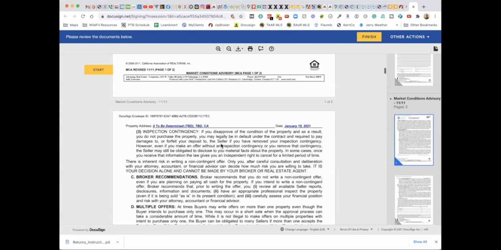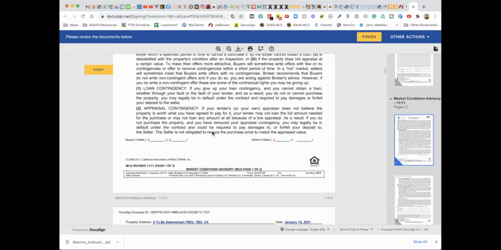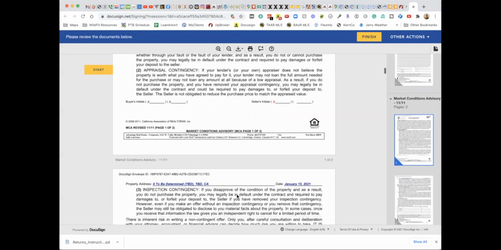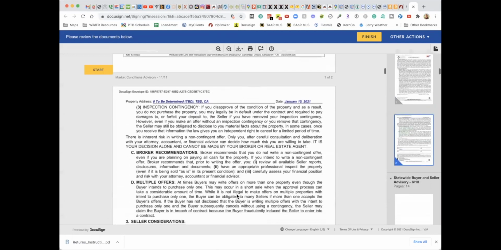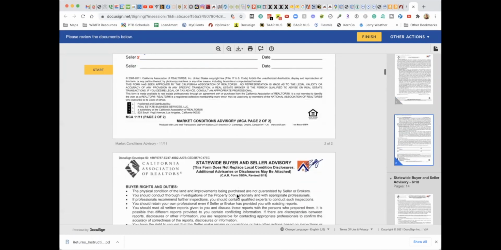Oh, it's also important to know that most residential purchasing agreements contain some number of contingencies. I highly suggest that we never make a non-contingent offer. Well, almost never make a non-contingent offer. We can talk about that in more detail as we move forward. We may also be dealing with multiple offers, especially in a tight market.